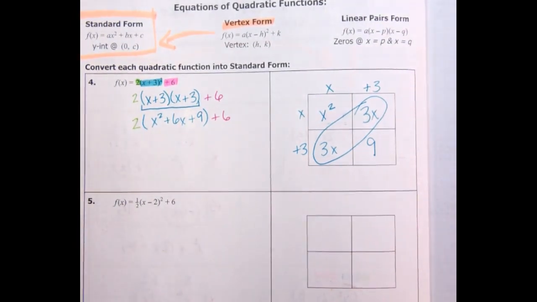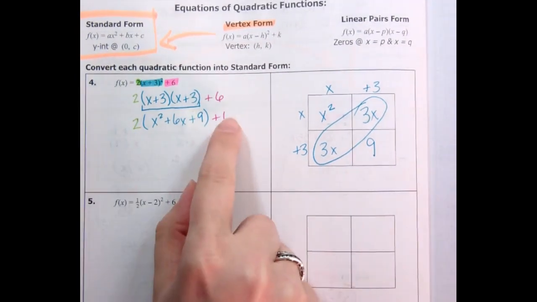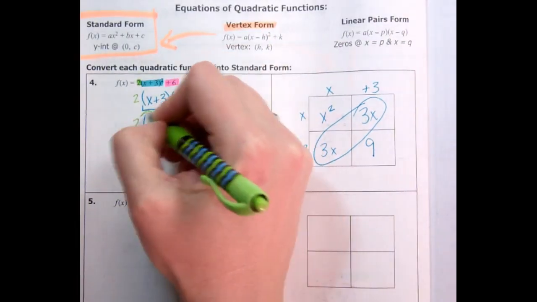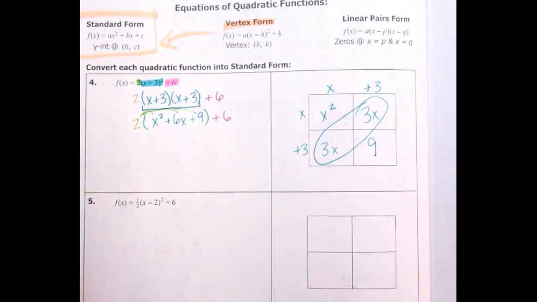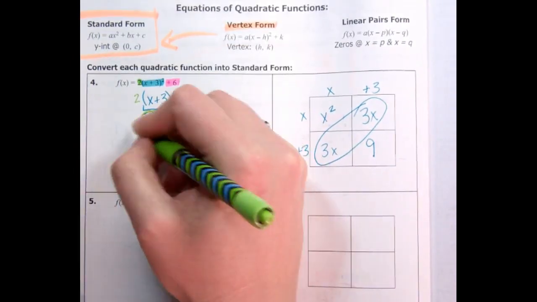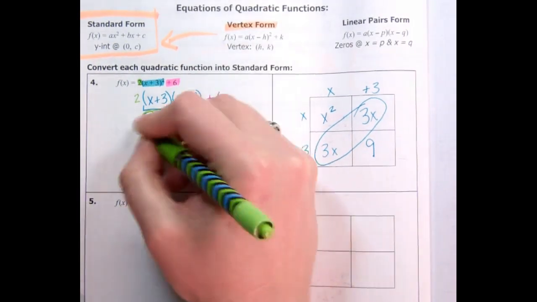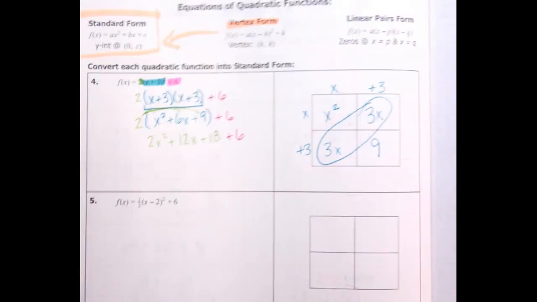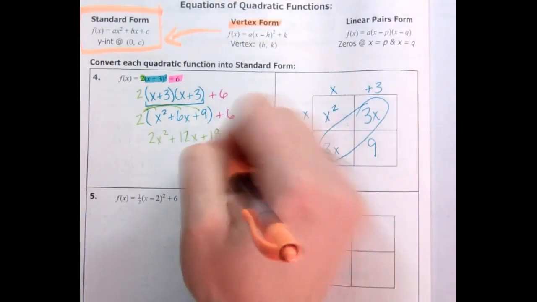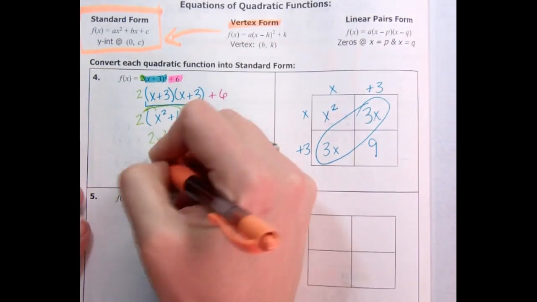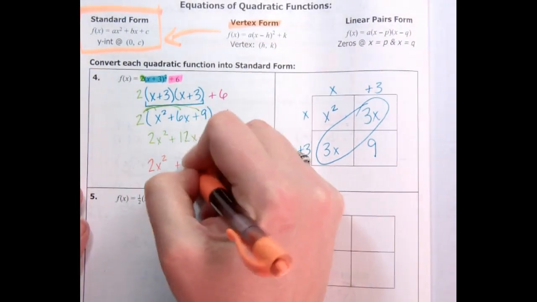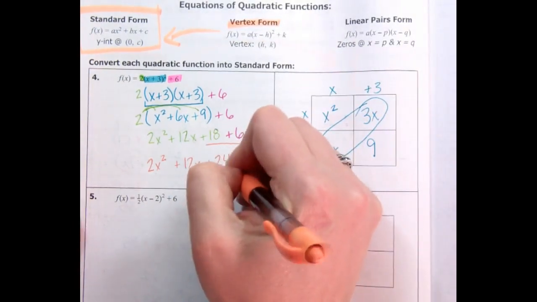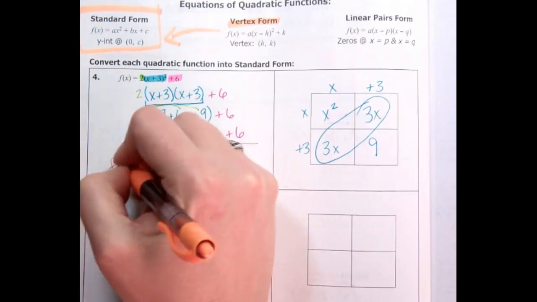Okay, order of operations. It says you need to do the multiply before you do the adding. So I'm going to distribute this 2 to everything in there. So 2 times x squared is going to give me 2x squared. 2 times 6x, plus 12x. 2 times 9, plus 18. And then out at the end, I still have that plus 6. Okay, so my last step, combine like terms. Those two right there are my like terms. 2x squared stays the same. Plus 12x stays the same. And 18 plus 6 gives you plus 24. Out in front, carry down your f of x.